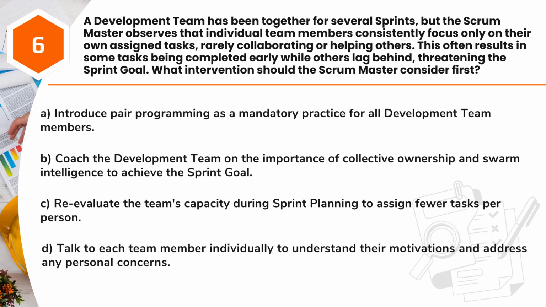A. Introduce pair programming as a mandatory practice for all development team members. B. Coach the development team on the importance of collective ownership and swarm intelligence to achieve the sprint goal. C. Reevaluate the team's capacity during sprint planning to assign fewer tasks per person. D. Talk to each team member individually to understand their motivations and address any personal concerns.